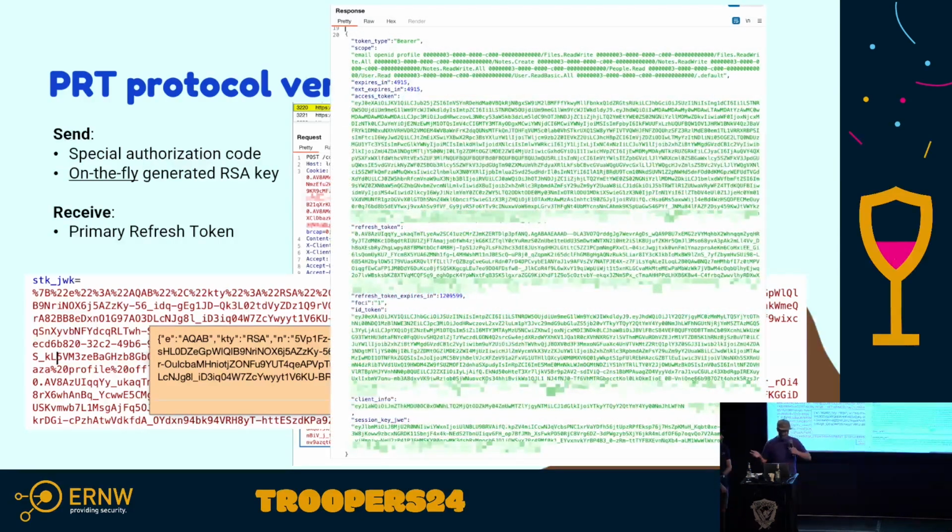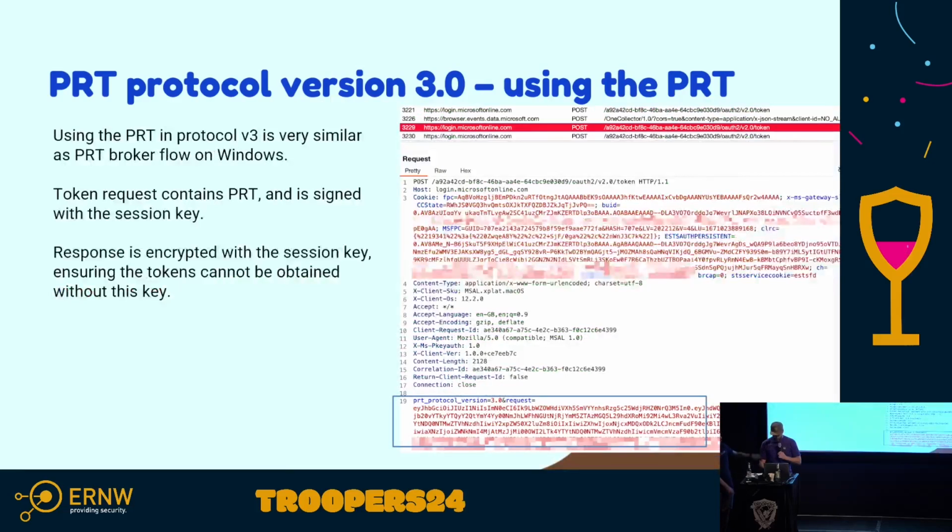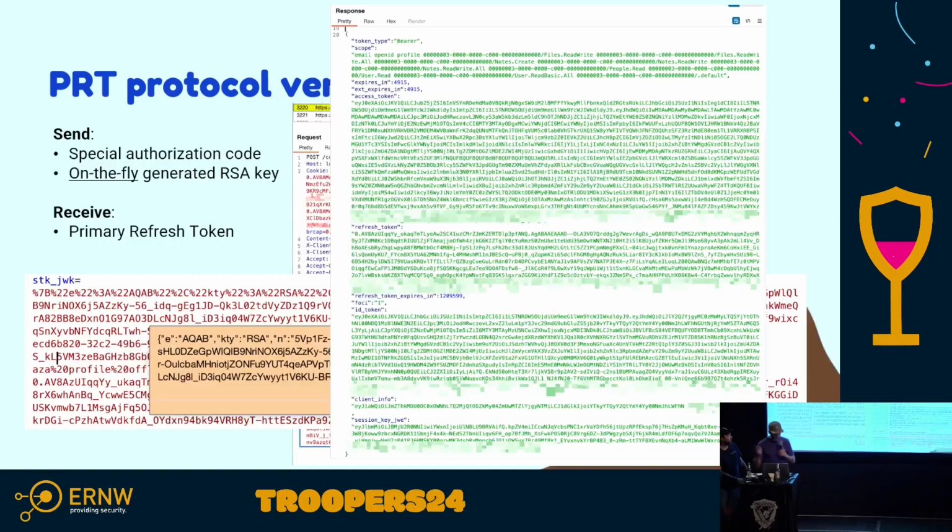And then, if that's successful, you get the normal stuff back, just a FOCI token and some refresh tokens you can play with. And this is then our primary refresh token. What we see here is the refresh token, and the way that we know it's a primary refresh token is because there's this session key at the bottom, which is encrypted. So we can use the private key of the public RSA key that we just sent to decrypt all that, and then we have our deviceless PRT, because the transport key was not coming from a device; it was just generated on the fly.